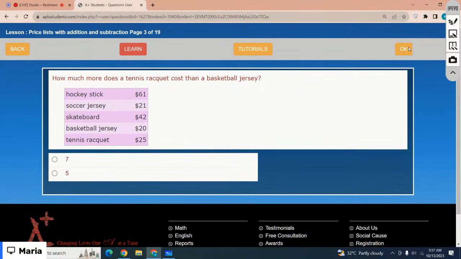Okay, the next one is: how much more does a tennis racket cost than a basketball jersey? Which is the correct option? The basketball jersey is $20 and the tennis racket is $25. So how much more is it? Just subtract them and see how much more. $5, right? The tennis racket is $25 and the basketball jersey is $20. So 25 minus 20 is $5. That means the tennis racket costs $5 more than the basketball jersey. The correct option is 5.